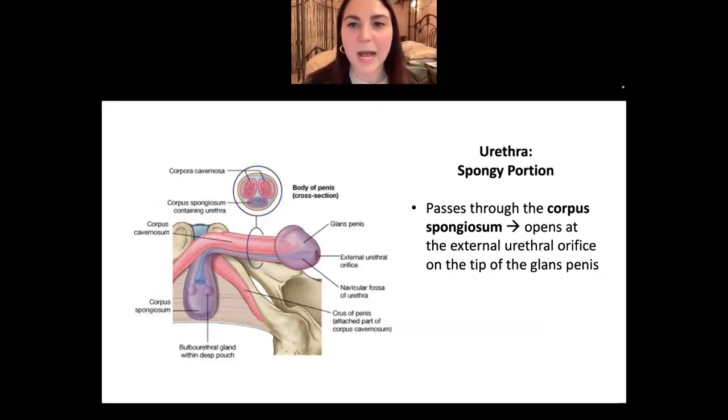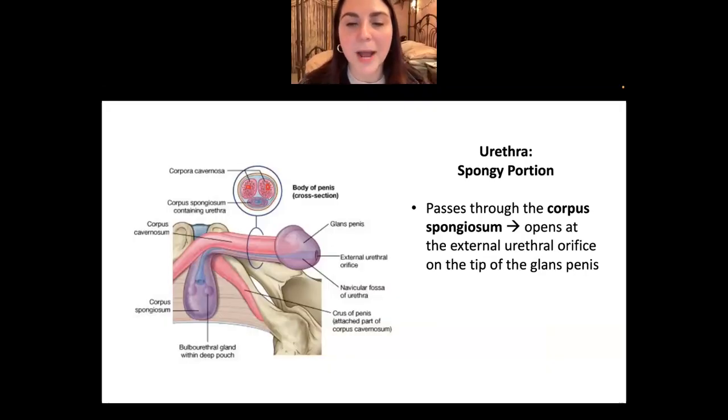Okay. And then the last portion is called the spongy portion. It is basically just the rest. If you take a cross section of the spongy portion of the urethra, it looks like our little alien face from earlier. We have our two corpus cavernosas, our two arteries, which you can't really see, in the middle as our eyeballs, and then your one corpus spongiosum, which has the urethra in it. So this is the spongy portion of the urethra as soon as you see this type of cross section.